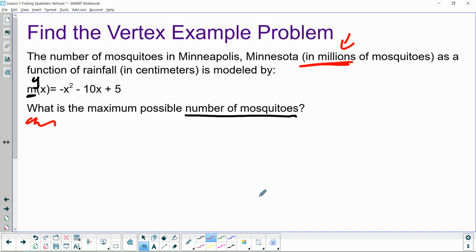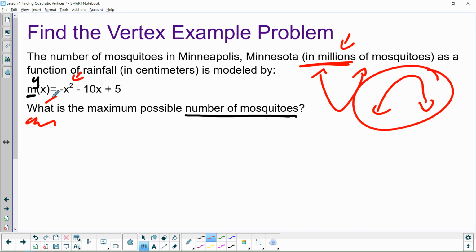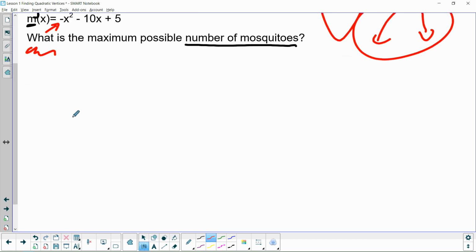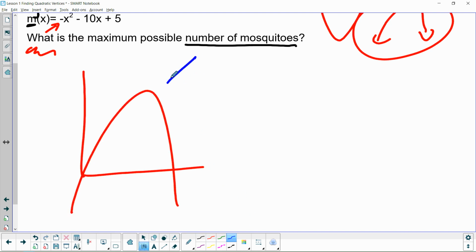The next thing we need to notice is that this is a quadratic. And we know that because the biggest exponent is a 2. So what that means is that our graph is either going to look like this or like this. And we know it's going to be the second one because our leading coefficient is negative. That flips it over. We learned that in the transformations section. So we know our graph is going to look like this. So if my graph of mosquitoes is something like this, and we're looking for the maximum, this is a really fancy way for them to ask you, what's the vertex of that parabola?